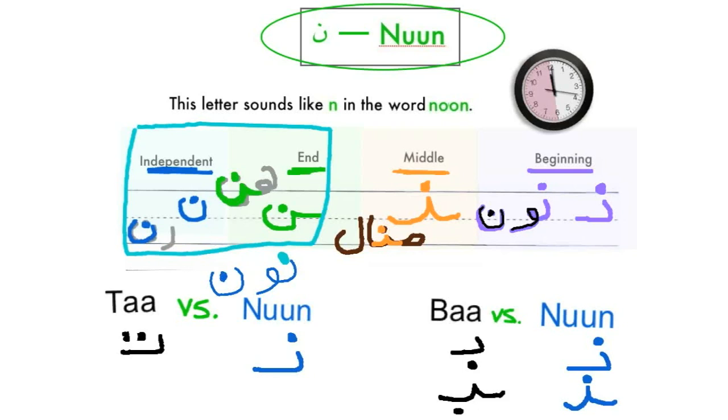In the middle, we write the letter Ta like this, with 2 dots, and the letter Noon like this, with 1 dot.